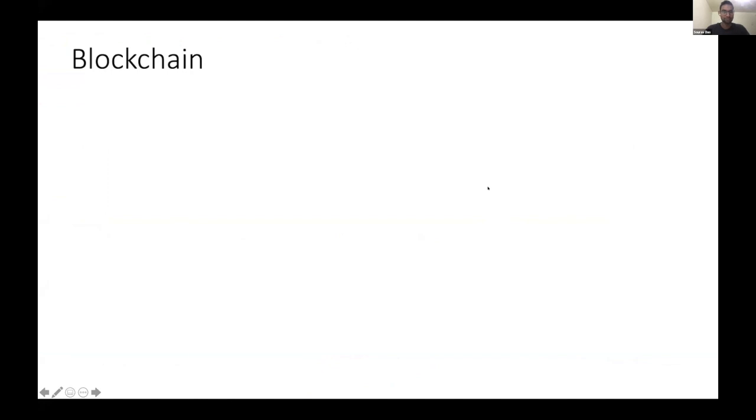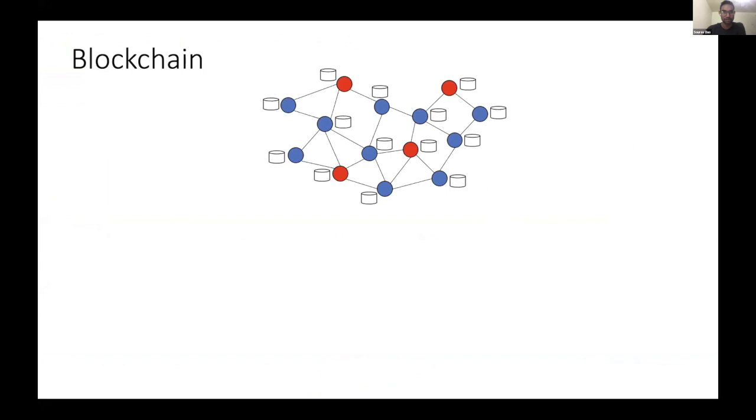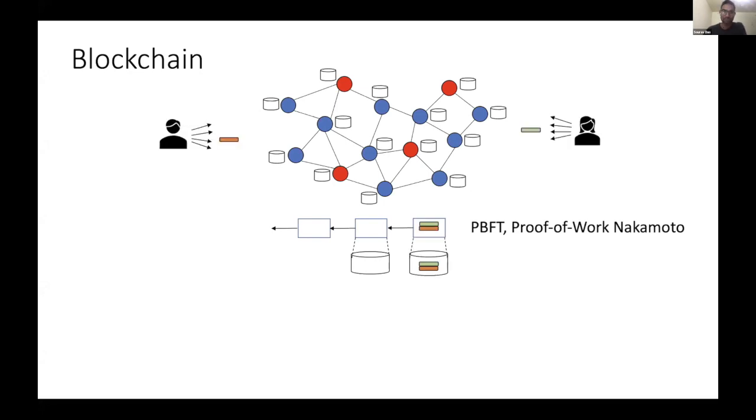So in this crowd, I think everybody knows what blockchains are. Even then, a brief summary: we have a network of nodes, some of which could be Byzantine, marked here in red, and they maintain a globally replicated state. They run a consensus algorithm to create new blocks, append them to the chain, and update the state.